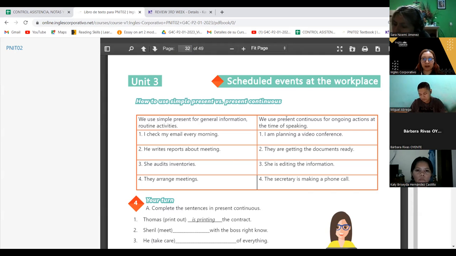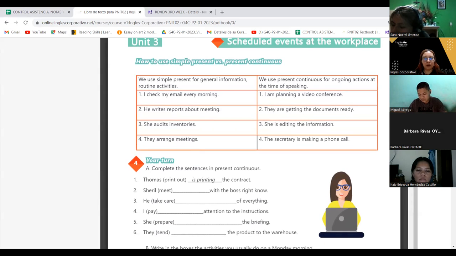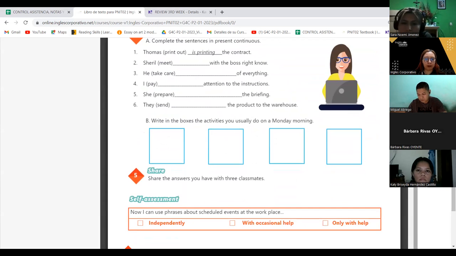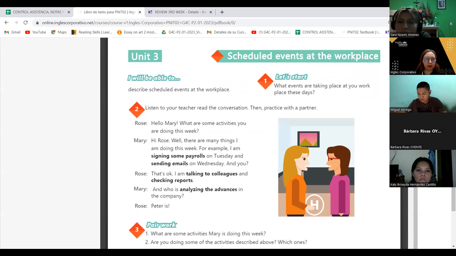Good. Les mencionaba que podemos ya empezar a conversar utilizando ambos tiempos gramaticales y no solamente uno, right? Ya no es requisito que ustedes me contesten solamente en uno, si pueden ocupar los dos, right?